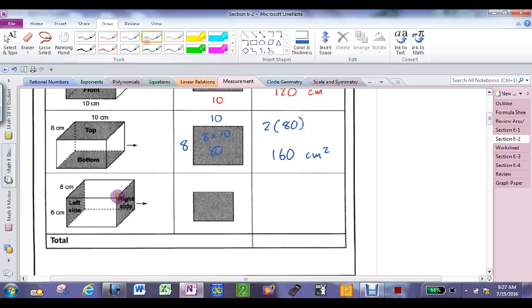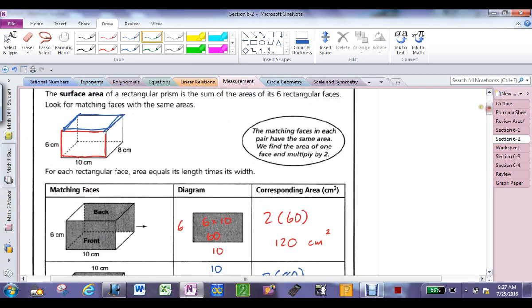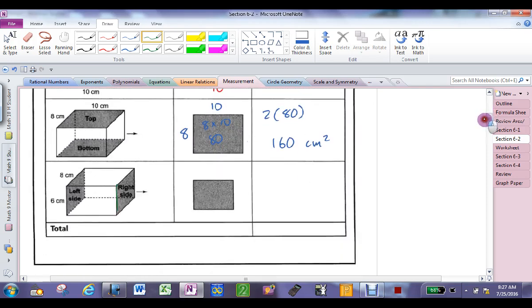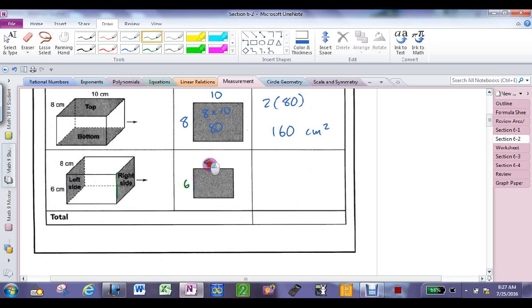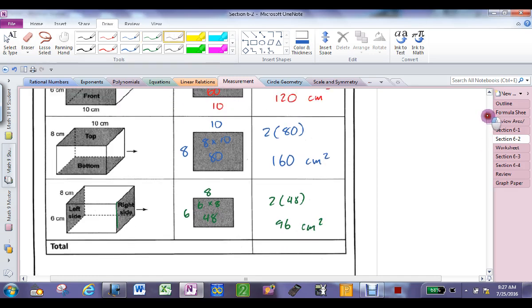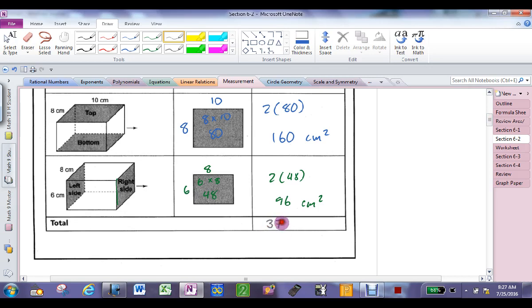And finally, left and right, we'll do in green. And how big is it? 6 and 8. 6 by 8, which is 48. 2 times 48 is 96. What do I do with those 3 numbers? Add them up to get what? 376 what? Centimeters squared. Is this difficult? No, it isn't. It's rectangles.